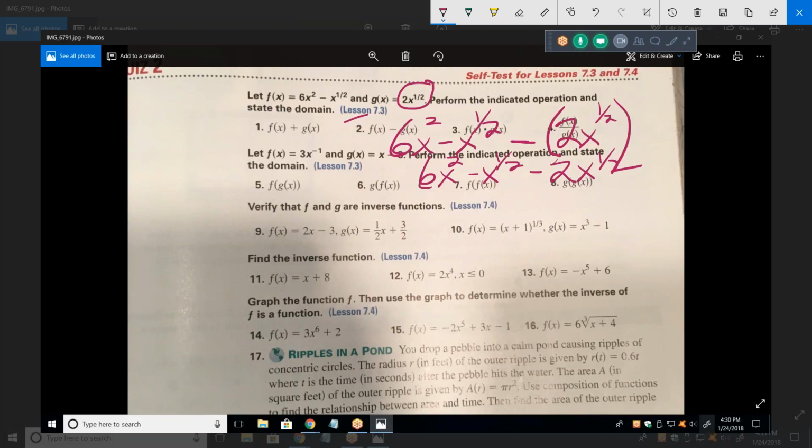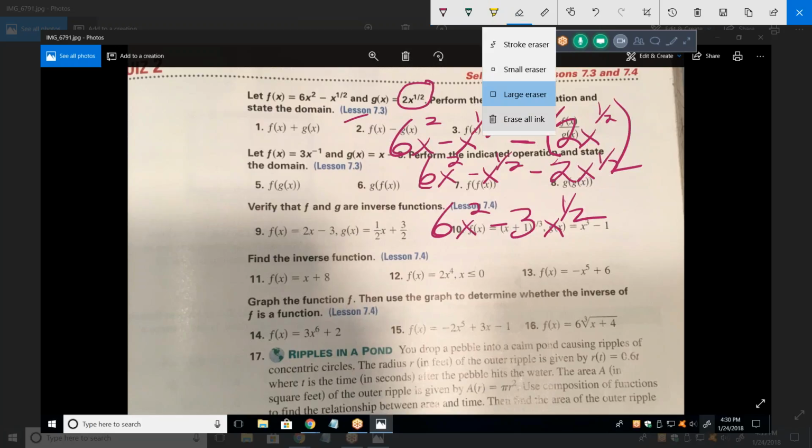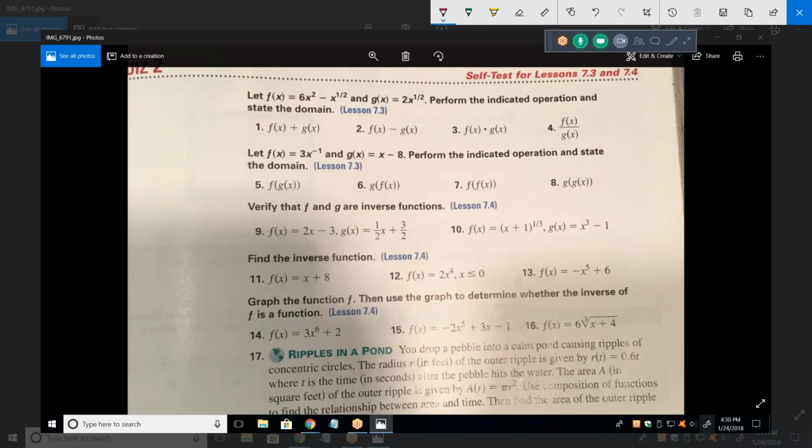Okay. So what's our answer here? 6x squared, and then minus 3x to the 1/2. In other words, the exponent 1/2 doesn't change. That's the only reason we're able to combine those two terms, because they have the same exponent. It's not like multiplication, where if I'm multiplying, I add the exponents. But when you're adding and subtracting, it's not like that at all.